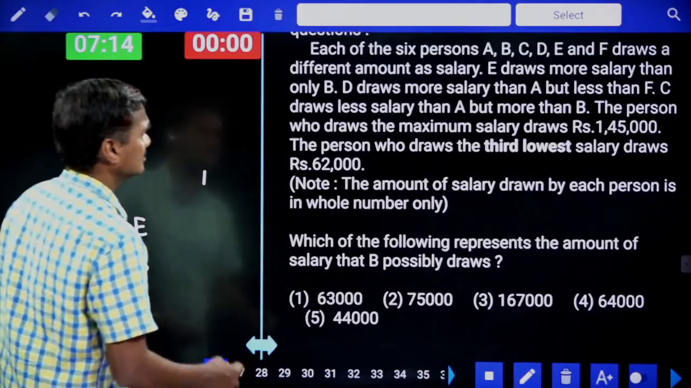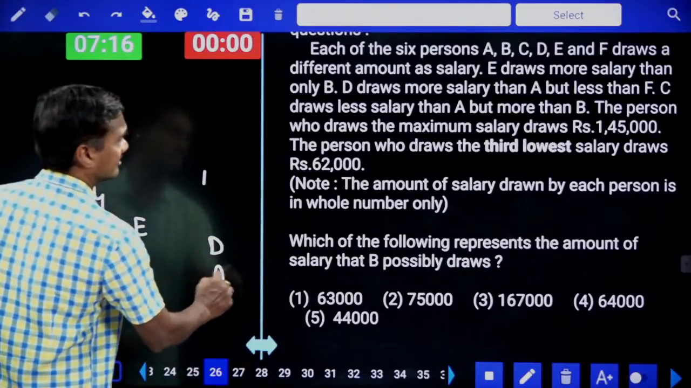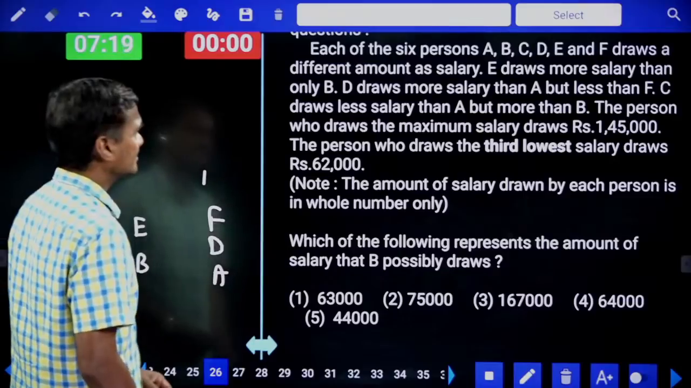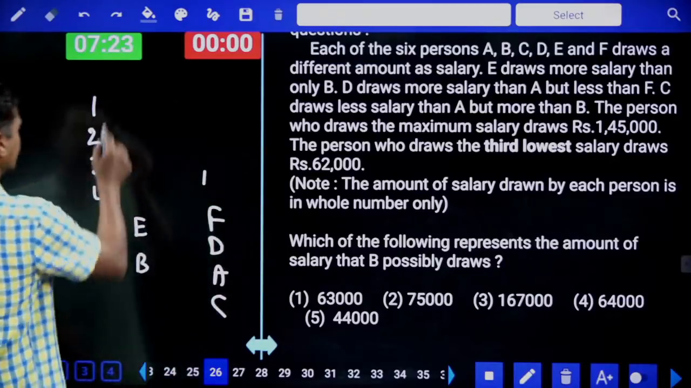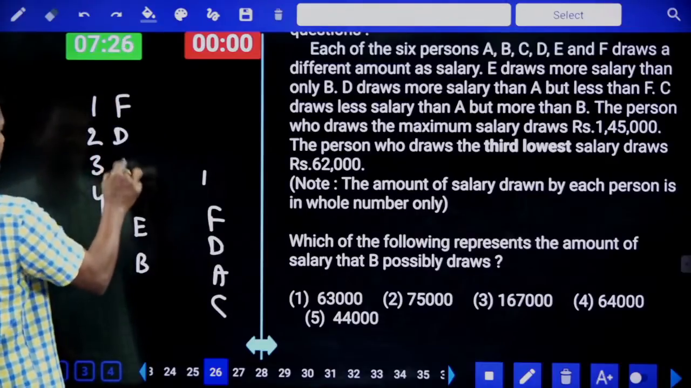And D draws more salary than A. D is more than A but lesser than F. And C draws less salary than A. C lesser than A. Hence F, D, A are the 4 persons we have. In this order, this is the only possibility we have.